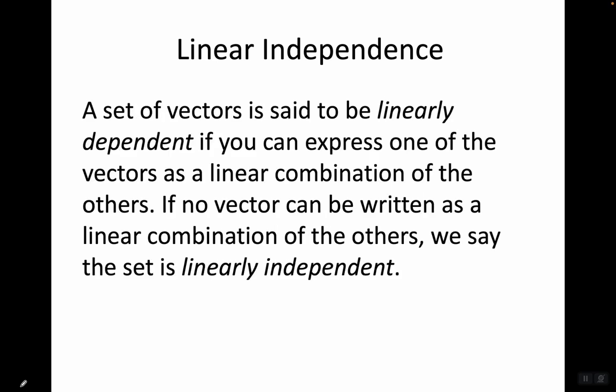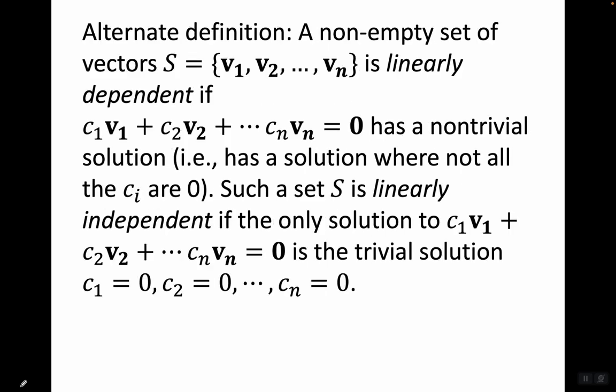A set of vectors is said to be linearly dependent if you can express one of the vectors as a linear combination of the others. If no vector can be written as a linear combination of the others, we say the set is linearly independent. Here's the alternate definition of linear dependence and linear independence, and this is actually the one we'll use.